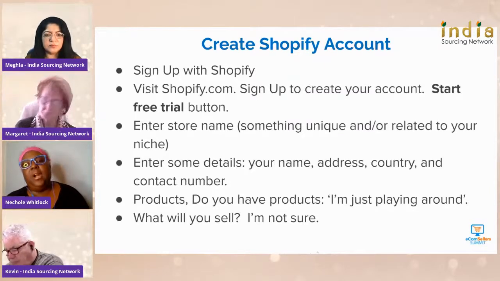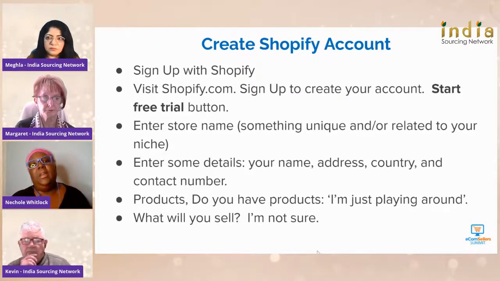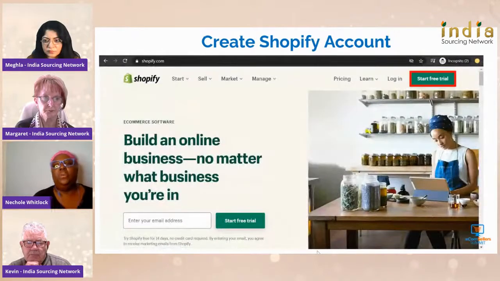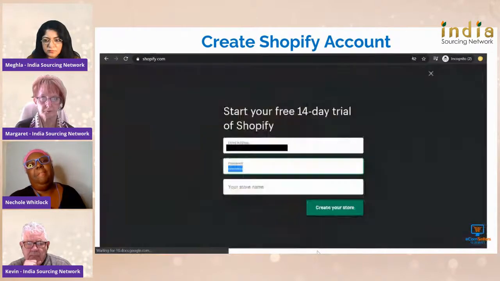And then it says products. Do you have products, or am I just playing around? You can put that you're just playing around initially. What I want to sell, I'm not sure. Because again, we're just trying to get the store up, and then we can come back and fine tune some things. So this is what it looks like when you're going to go create your Shopify account.